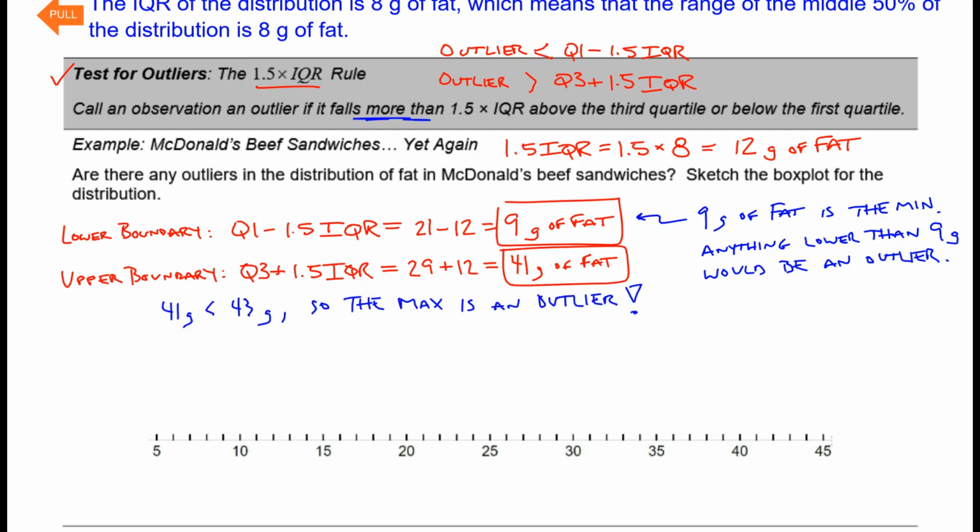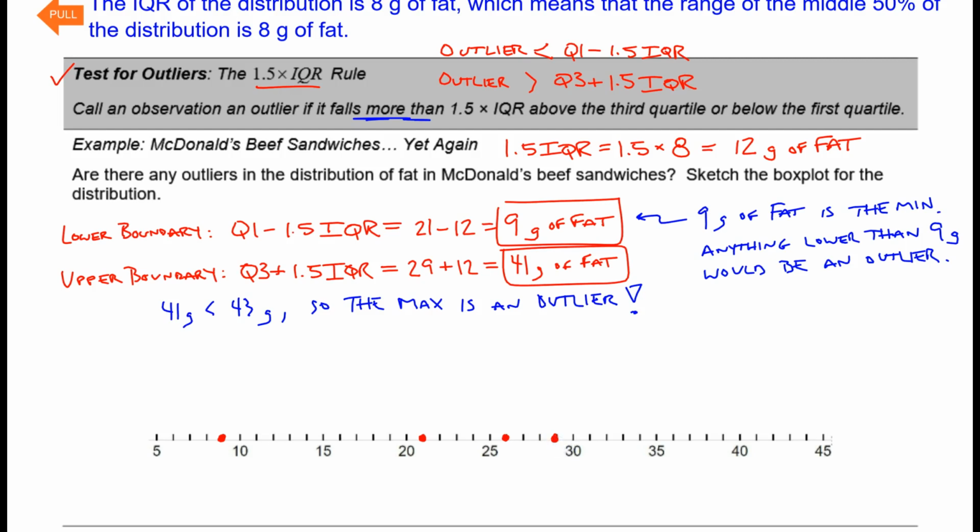Okay, so we've used the 1.5 IQR rule. We've determined that the max is an outlier, but the minimum is not. So let's go ahead and plot the box plot for this distribution. We have our minimum at 9. We have Q1 at 21. We have our median at 26. We have our Q3 at 29.